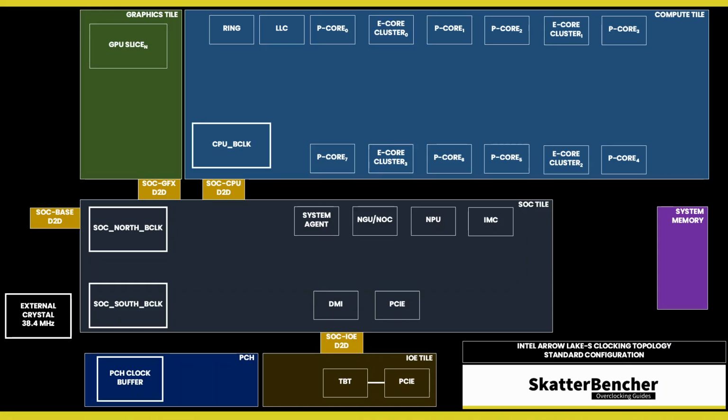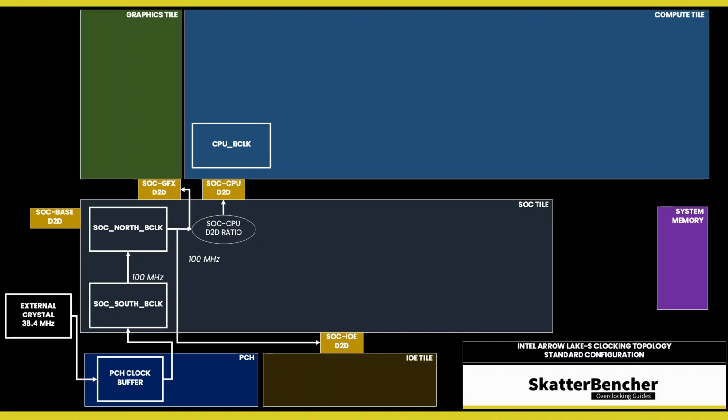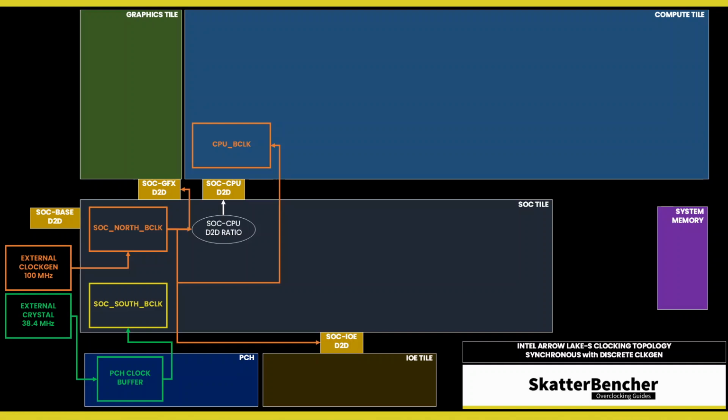D2D stands for die-to-die, and it's the interface between all the tiles on our Arrow Lake CPU. The Arrow Lake S package has four die-to-die connections, but we can only overclock the SoC to CPU die-to-die interface. The clocking of a D2D is very similar to anything else on the CPU. We have a reference clock and we multiply it by a ratio to get the operating frequency. The 100 MHz reference clock frequency is generated internally by the SoC PLL. However, it can also be clocked with an external clock generator providing the reference clock for the SoC PLL.